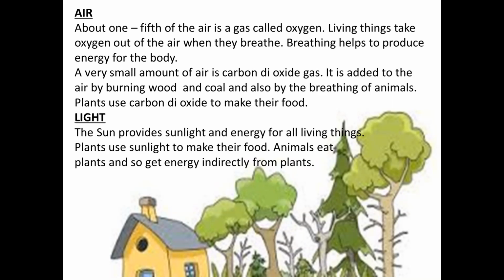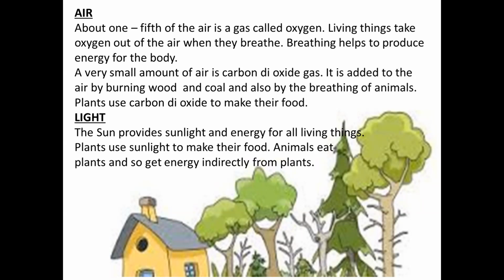Living things take oxygen out of the air when they breathe. Living things like us humans, all of us need oxygen to get into our bodies. When we breathe, we take this oxygen into our body, which is surely being added with the help of plants. Breathing helps to produce energy for the body.